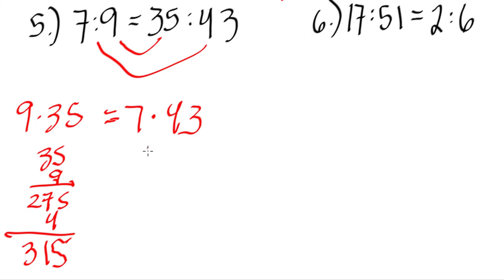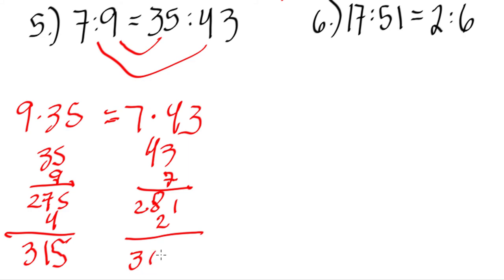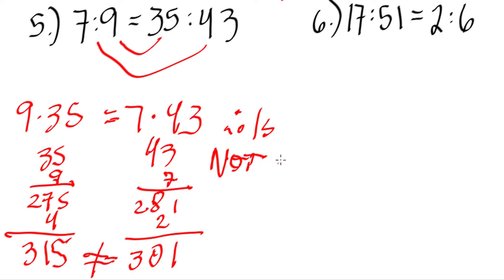And then we have 7 times 43. So we're going to write 43 times 7. 7 times 4 is 28. 7 times 3 is 21. So what we can see here is 3, 0, 1. So therefore, 43 times 7 is going to give us 301, which is clearly not equal to 315. So therefore, we can say that number 5 is not a proportion.